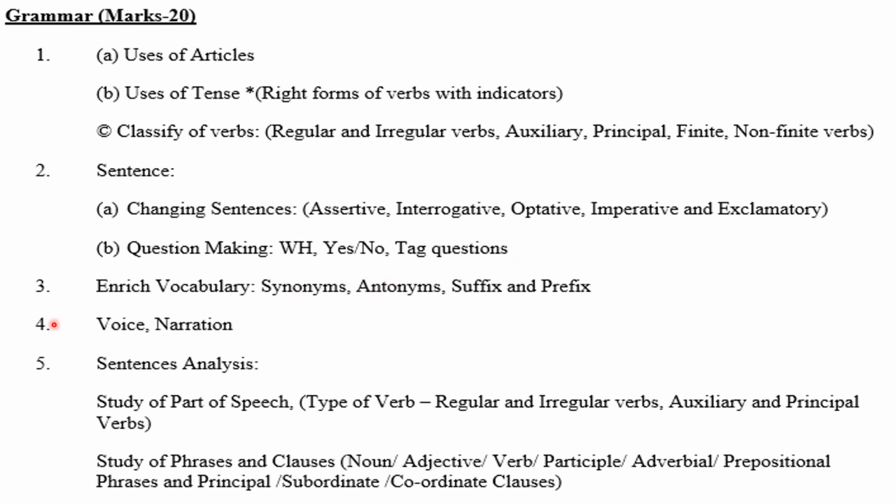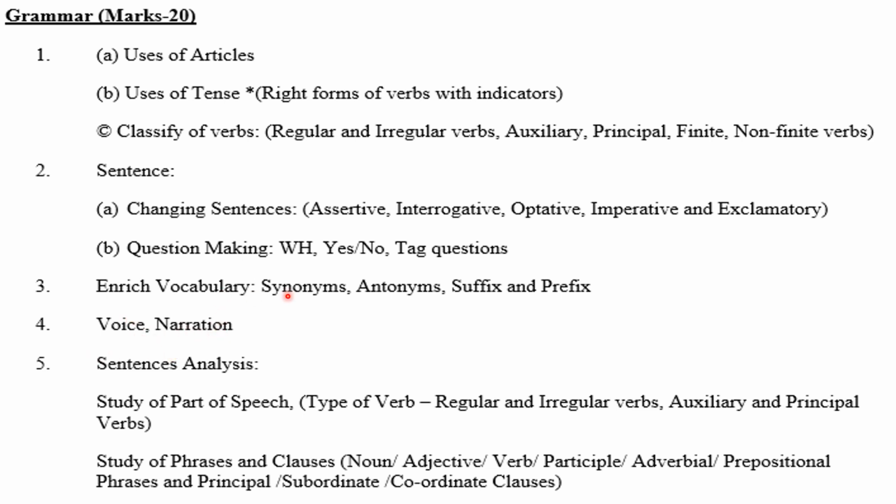Next, number four, voice and narration. These are one kind of sentence pattern. Voice is from active to passive or passive to active. Narration is of two types: direct narration and indirect narration. You have to also know the function of narration, so voice and narration is very important. And in this section, you have to study voice and narration.